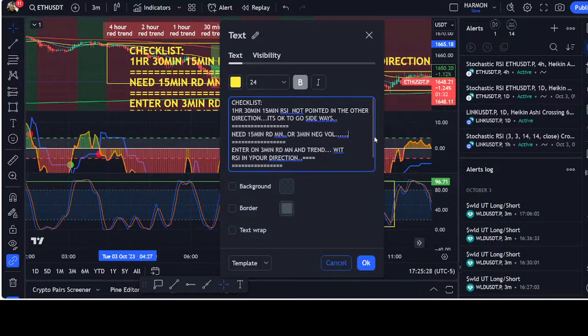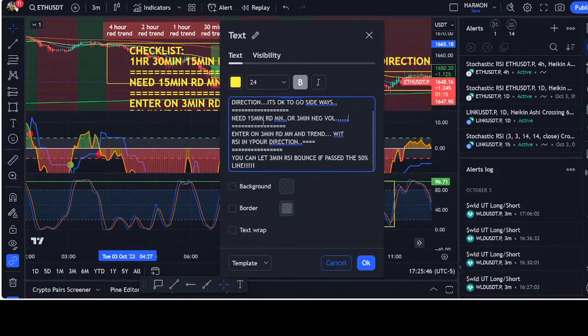So once there's a trade happening, whether it's a 4-hour RSI cross or 2-hour cross, if you're doing a C trade or a B trade or a position trade, you need to then do a checklist. 1 hour, 30-minute, 15-minute RSI, not pointed in the other direction that you're going. It's okay if it's going sideways. You need a 15-minute red moon or at least 3-minute negative volume. Once you have that, you enter on a 3-minute red moon and red trend with the RSI in your direction, and boom, you can let the 3-minute RSI bounce if it's past the 50% mark.